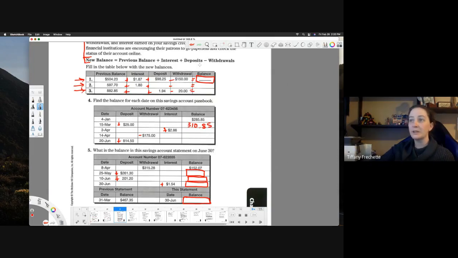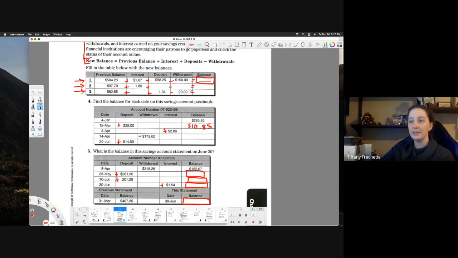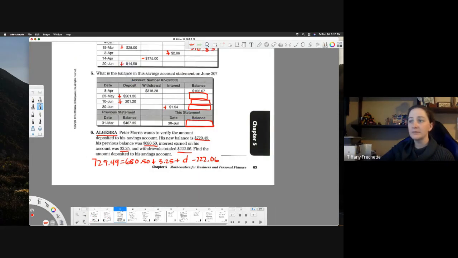And when I came across one that I didn't have, which is deposits, I just gave it a letter, a variable, right? So that's the algebra part of this. We need to understand variables. And it's just a placeholder, right? That's all a variable is. It's a number. We just don't know what the number is yet.